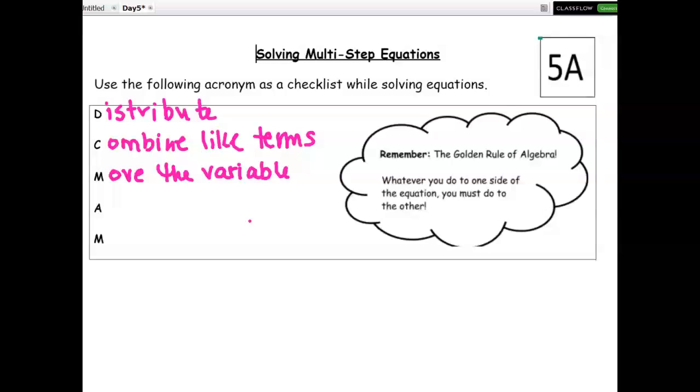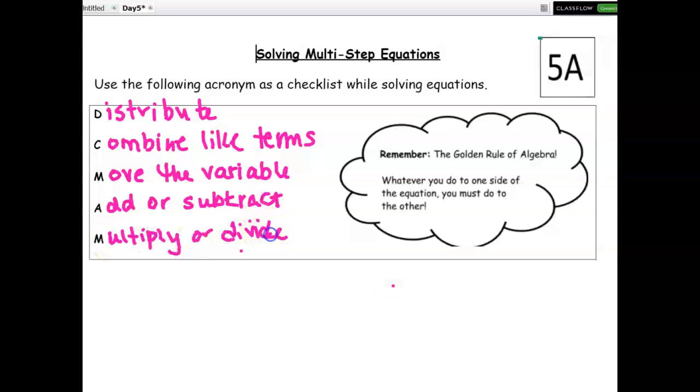We want to have one occurrence of the variable. Then we're going to add or subtract, and then finally we multiply or divide. All right, so this is how it works. That's divide. We remember again that golden rule of algebra. Whatever you do to one side of the equation, you have to do the same thing to the other. You've got to keep it balanced.